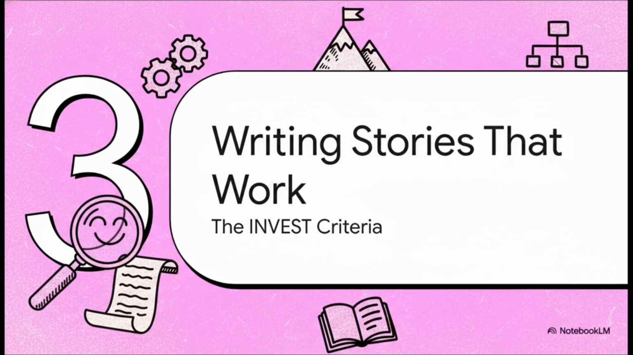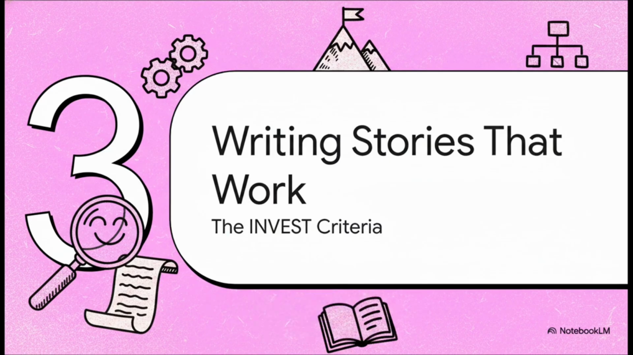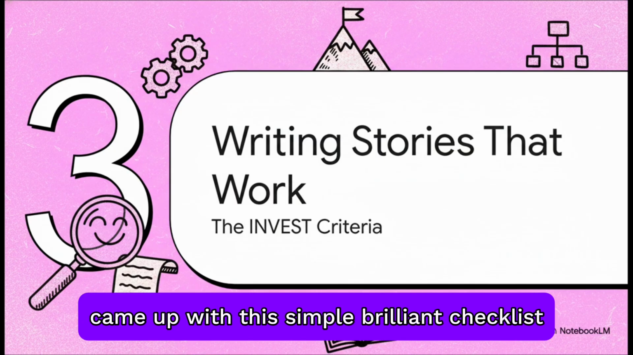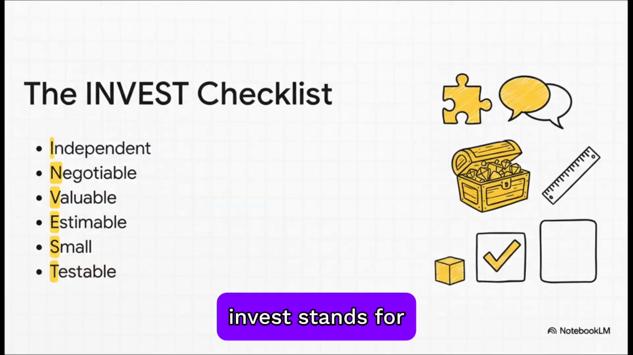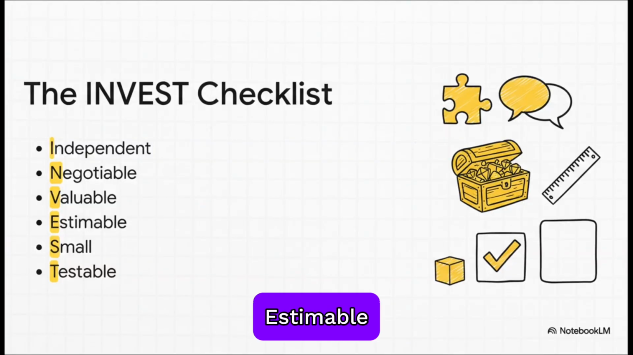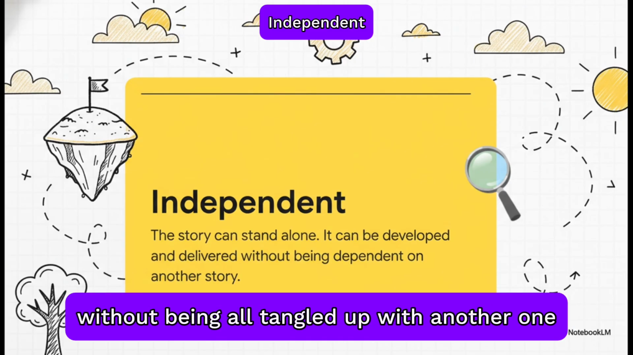But how do you know if a user story is actually a good one? Well, back in 2003, a developer named Bill Wake came up with this simple, brilliant checklist to make sure every story is high quality. It's called the INVEST criteria. So INVEST stands for independent, negotiable, valuable, estimatable, small, and testable. An independent story can be built and shipped without being all tangled up with another one.